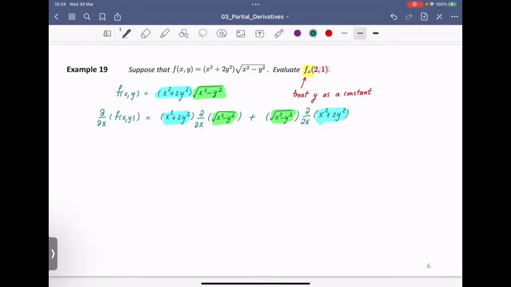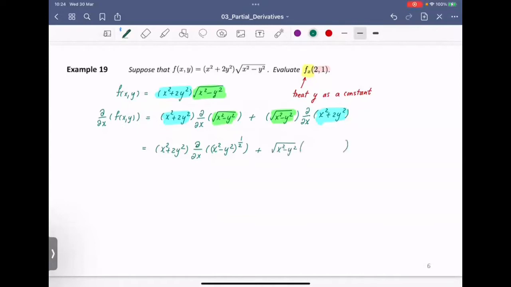So let's go. This is x squared plus 2y squared. Keep it outside, you don't have to do it. Well, for this one, if you feel like this is way too hard, you can do x squared minus y squared to the 1/2 first. Just simplify first because you are a beginner. Maybe it's easier when you change the form of square root to something raised to the 1/2. And then this is going to be square root x squared minus y squared.